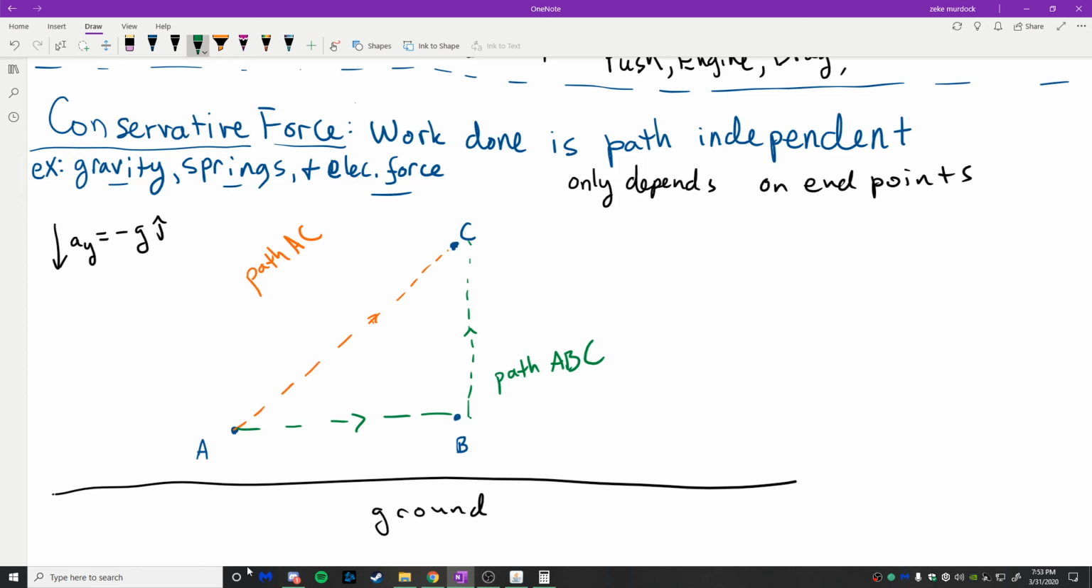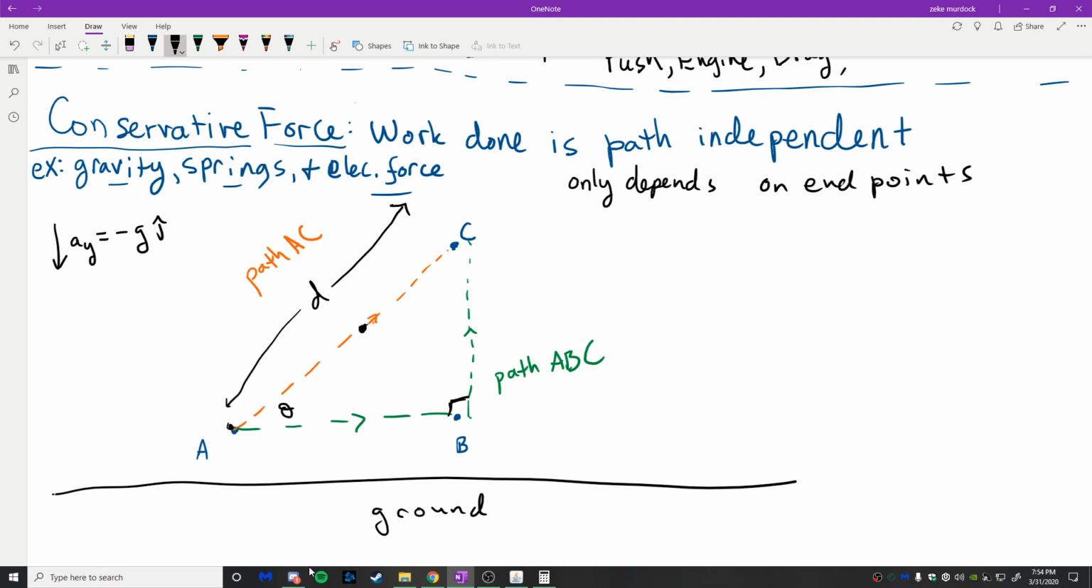The question now becomes, which one is going to take more work, or will the work done be the same? I'm going to call the length of the line AC D. And I'm going to define the angle down here to be theta. And I'm going to make this a right angle as well, in case it's unclear. So there's D, there's path ABC, and we need to think about what's going on with gravity in both of these scenarios.